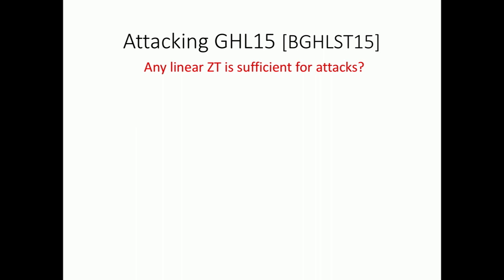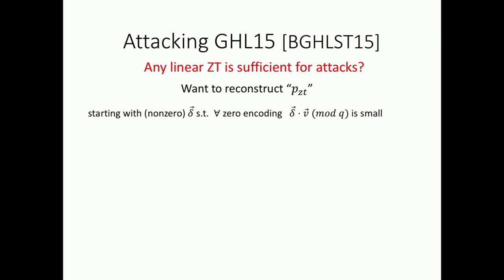So we want to reconstruct this PZT from any linear zero test function. So I'm just going to start with a function that is an inner product with the coefficients of the polynomial and also has the functionality of zero test. And I want to come up with a ring element that has the property that when I'm doing the product over the ring Z_q, I'm getting small things for zero and not small things for non-zeros. And it turns out this can be done at least for some or many polynomial rings. So we're going to start with some non-zero vector delta, such that for any zero encoding V, the inner product of delta and V modulo q is going to be small. I'm thinking about V as the ring element and vector V as the vector of coefficients of this encoding.